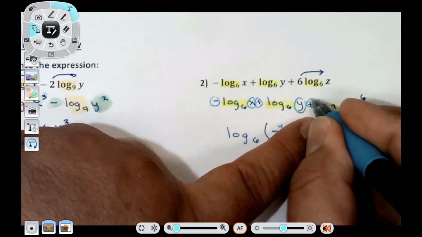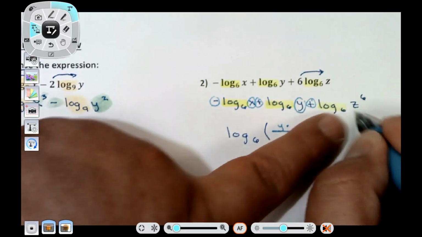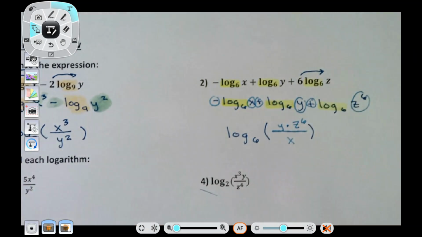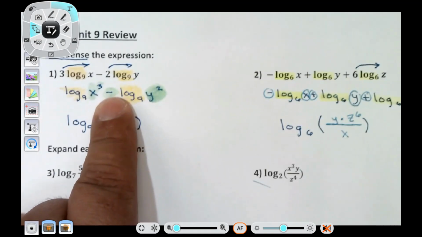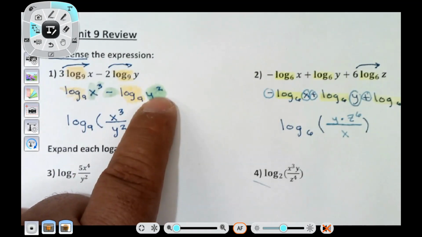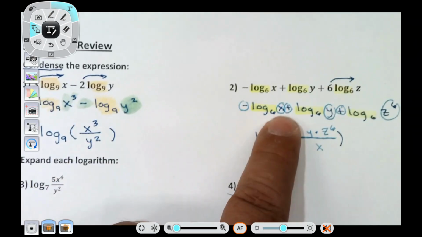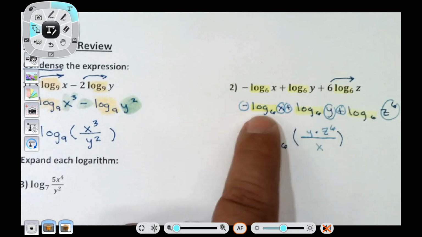Look at this one. There's a plus. So yeah, I'm going to multiply. So I'll put it on top. And then that's where the z to the 6 goes. So the one thing to remember is if it has a minus sign, just like it did over here, whoever has a minus sign goes at the bottom. The x had a minus sign. Well, then it goes at the bottom. But it's the only one.